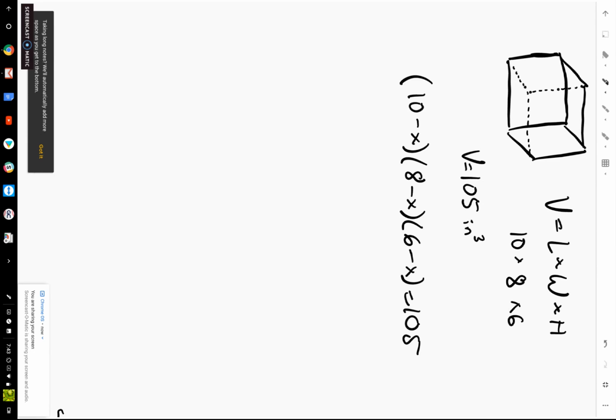So in order to figure out making our polynomial equation, what we're going to need to do is take any two of these. I'm just going to start with the first two and FOIL them. And when you FOIL that, you're going to get 8 times 10 is 80. 10 times negative x and negative x times 8. When you add those together, you have negative 10x and negative 8x makes negative 18x. And then negative x times negative x gives you positive x squared.